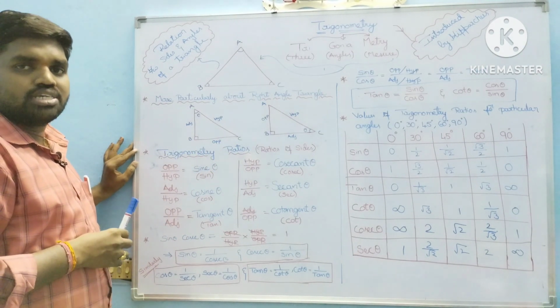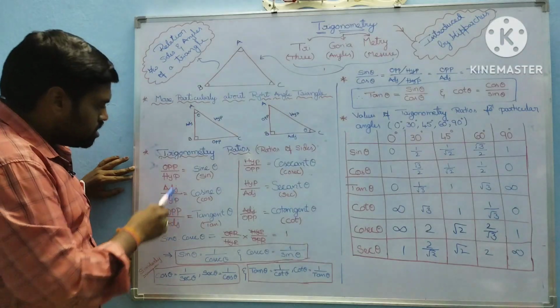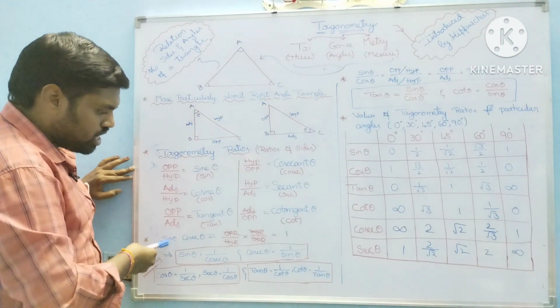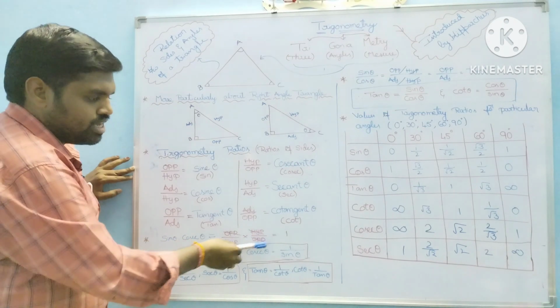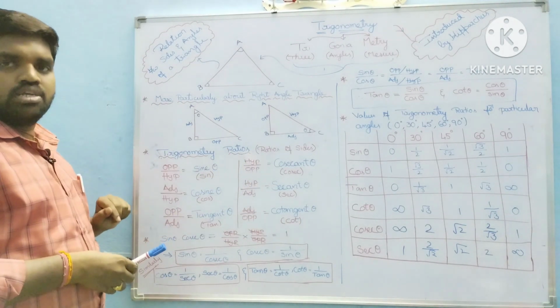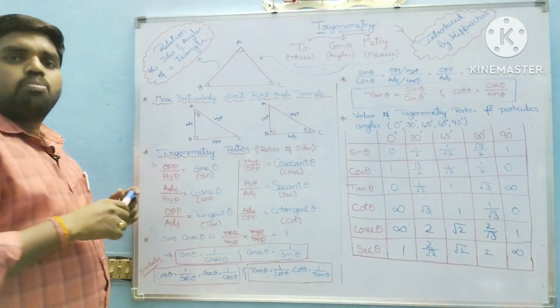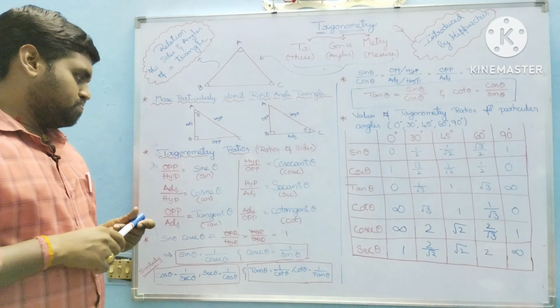The both are called reciprocals. Let us see. There is sin theta, there is cosecant theta. When you multiply both, sin theta into cosecant theta, the both are cancelled and you get the product as 1. That's why sine and cosecant are reciprocal to each other.